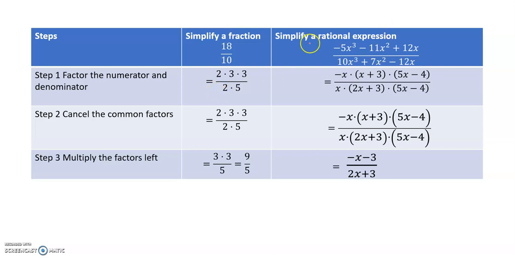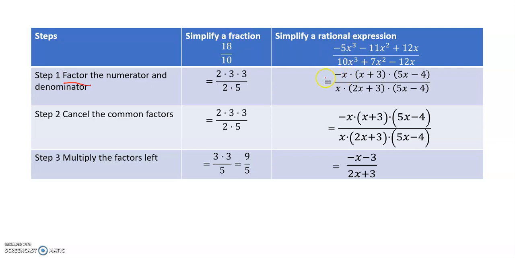Previously, we talked about how to simplify a rational expression. Comparing the process to simplifying a fraction, we can see they follow the same 3 steps. First step is to factor the numerator and the denominator. So in this case, we factor 18 as 2 times 3 times 3 and 10 as 2 times 5. So we do exactly the same thing, except that factoring a polynomial is more difficult than factoring a number.